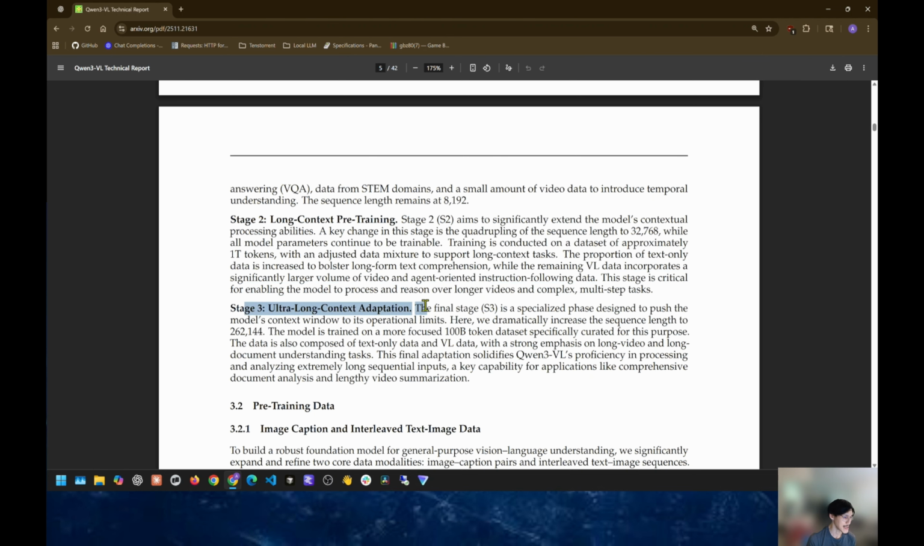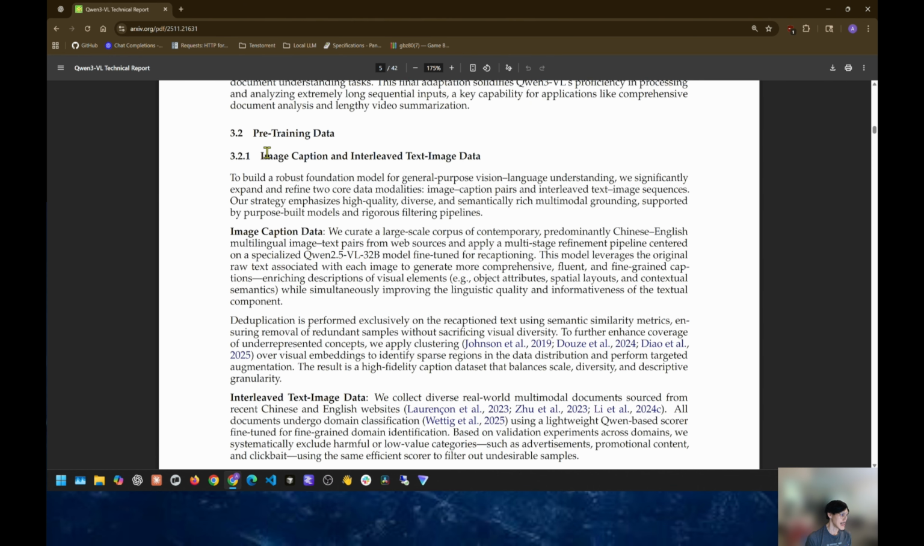Ultra-long context adaptation. The final stage, S3, is a specialized phase designed to push the model's context window to its operational limits. Here, we dramatically increase the sequence length to 256K. The model is trained on a more focused 100 billion token dataset, specifically curated for this purpose. The data is also composed of text-only data and VL data with a strong emphasis on long video and long document understanding tasks. This final adaptation solidifies Qwen3-VL's proficiency in processing and analyzing extremely long sequential inputs, a key capability for applications like comprehensive document analysis and lengthy video summarization.